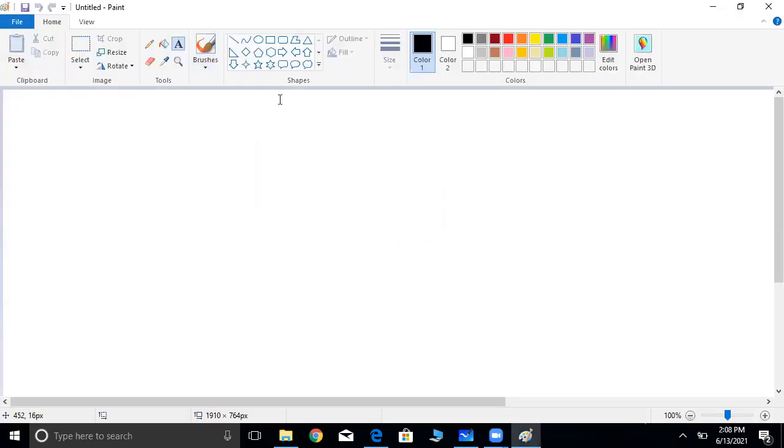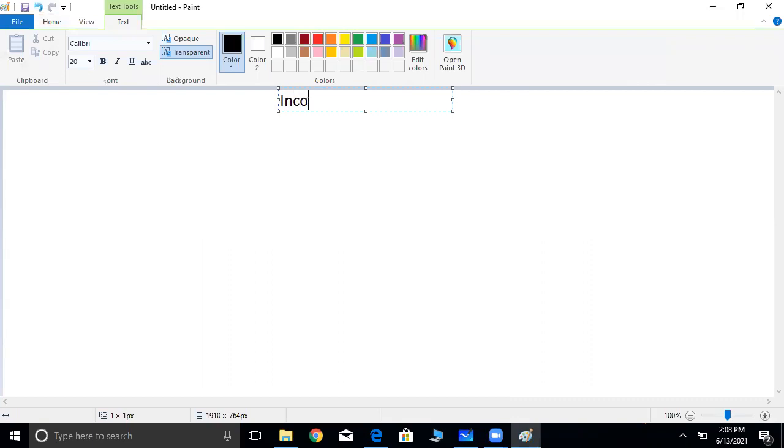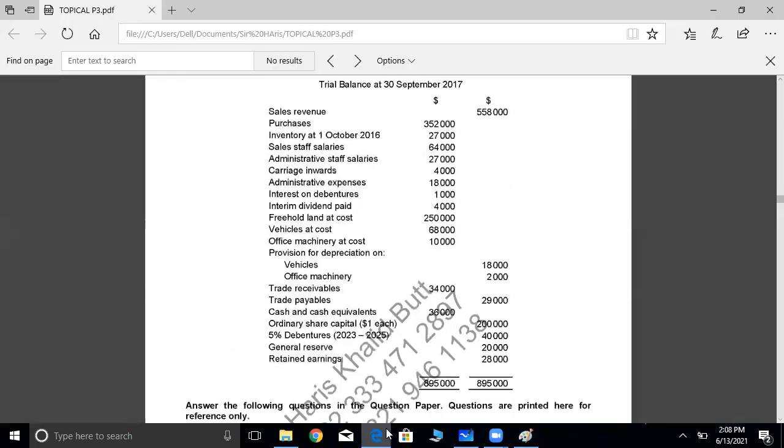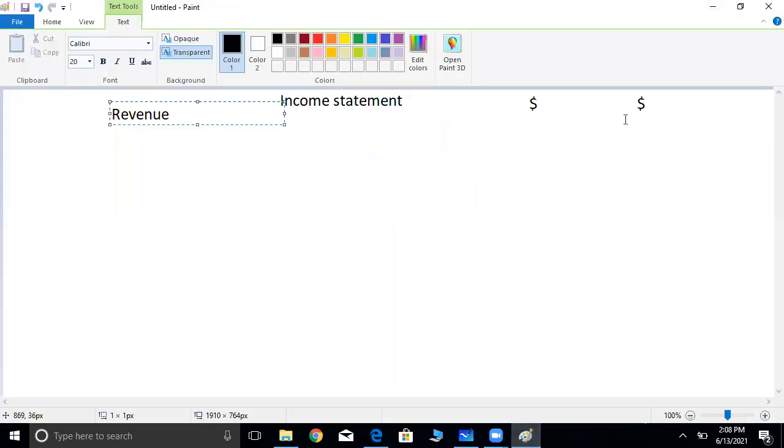What I'm going to prepare, first I have to prepare the income statement. So income statement usually has 2 columns, but always remember that in the company accounts, income statement has a certain format which you have to follow in the same manner. So revenue is going to be written first. The amount of sales revenue is 5,58,000. So I will write 5,58,000 in revenue.